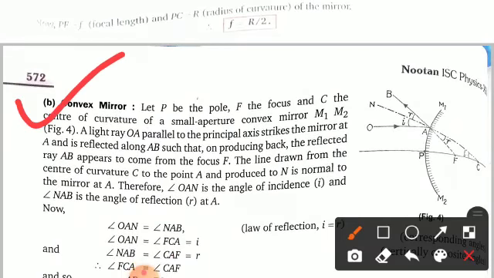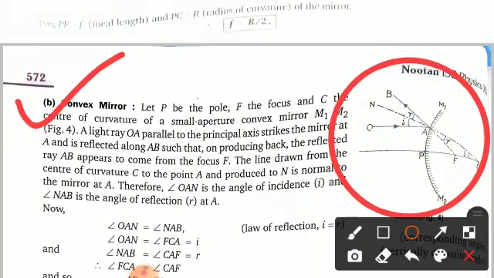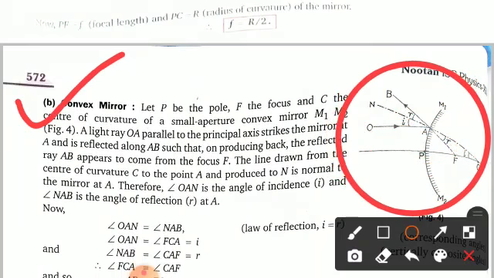So this is your convex mirror. You can see here, this is the figure of the convex mirror. In the convex mirror, let P be the pole, F the focus, and C the center of curvature of a small aperture convex mirror. Fine. M1 and M2 you can see in figure 4 is your aperture. A light ray OA parallel to the principal axis, here you can see easily, strikes the mirror at which point?